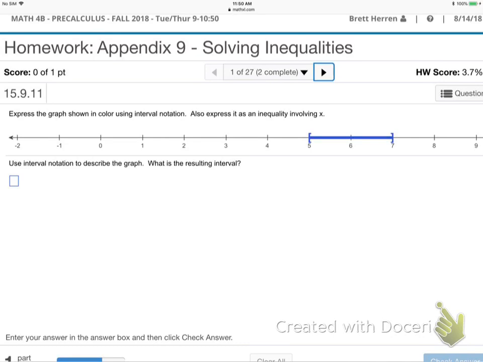So they're giving me that graph, showing me the numbers between 5 and 7, and they're asking me to use interval notation to describe it. Now, what is interval notation? That means brackets or parentheses. I'll explain the difference in a minute. Left edge, comma, right edge.